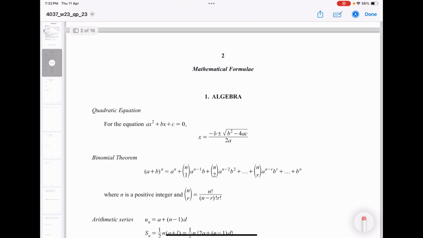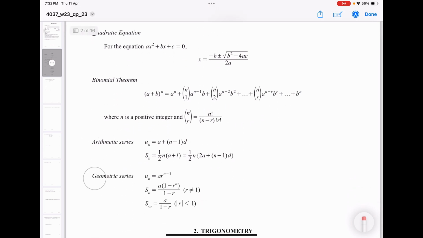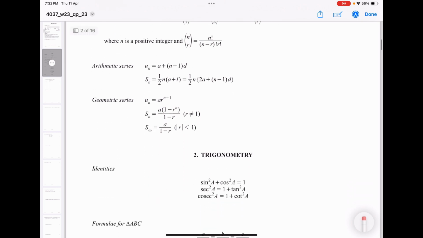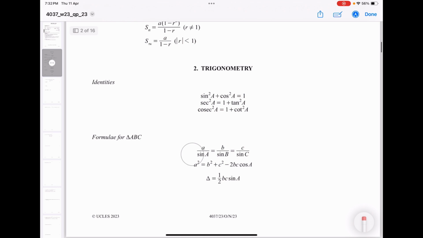Formulas are given. There are formulas for quadratic equations, binomial theorem, arithmetic series, geometric series, trigonometry, trigonometric identities. This is the sine rule, then the cosine rule, then the area of a triangle.